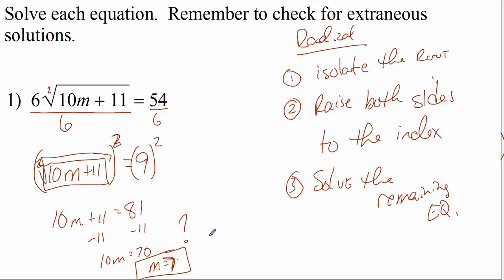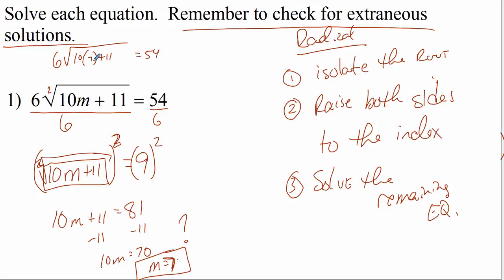Now, m equals 7, which I think is right. But up here it says, remember to check for extraneous solutions. That means I need to check my answer. Some of these numbers will not work out, and we'll get to some that don't, so you can see the difference. What I'm going to do is plug this back in. So it's 6 times the root of 10 times 7 plus 11 equals 54. 10 times 7 is 70. 70 plus 11 is 81. 6 times the root of 81 equals 54. What's the root of 81? Well, that's 9. 9 times 6 is 54. So this does check out. Therefore, my answer is m equals 7.